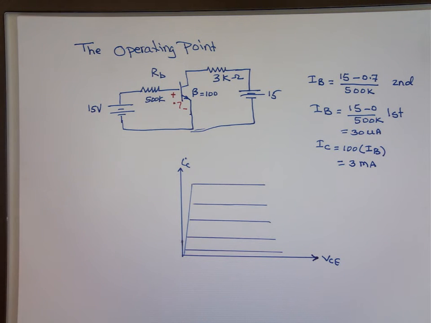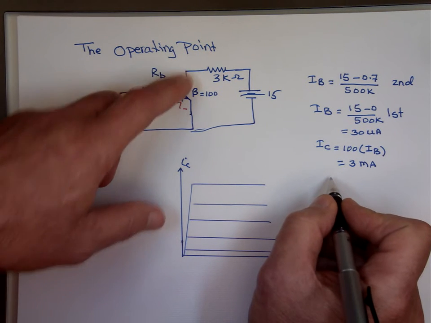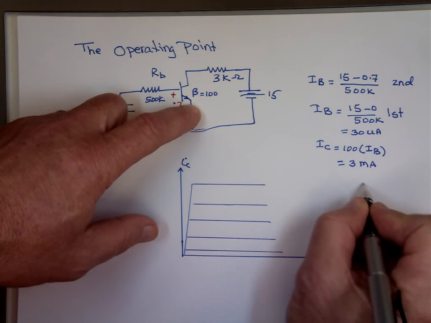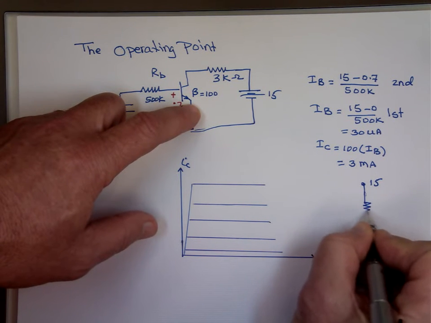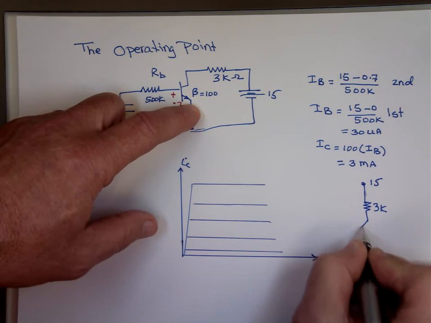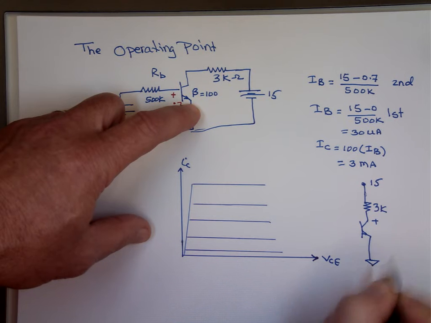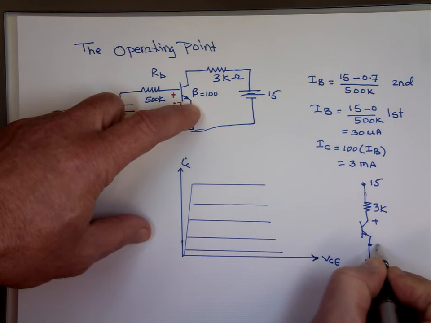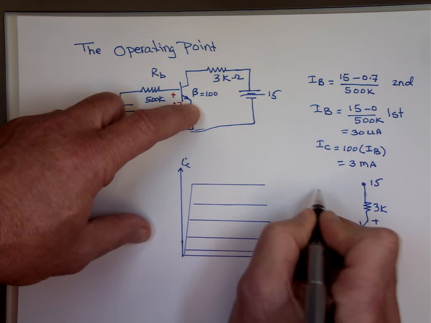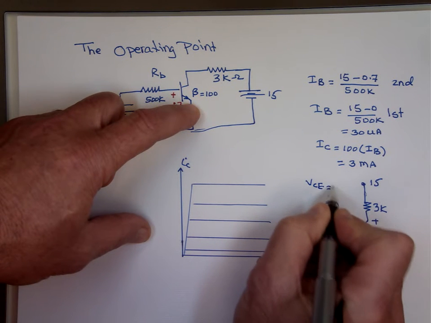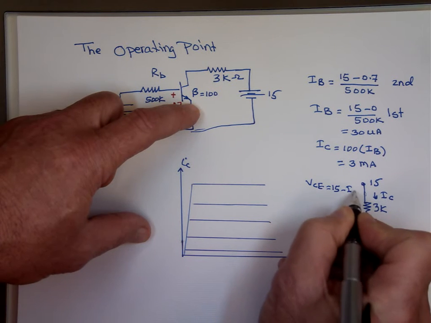Now that's 3 milliamp. Let's find out what VCE is. So the voltage between C and E right here. If you look at that circuit, it looks like this. There's 15 volts. There's a resistor of 3K. And there's a voltage here between this and ground. That's ground here. So VCE is going to be 15 minus I sub C times 3K.